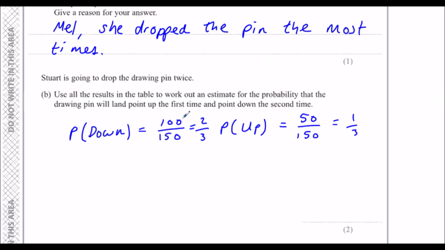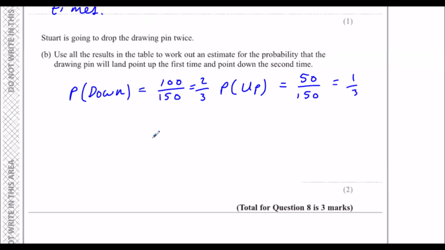So we want the probability it will land up the first time, down the second time. The probability of it going up is 1/3. And then we want down the second time, so it's times 2/3. So the probability of up and then down is 1/3 times 2/3. 1 times 2 is 2, 3 times 3 is 9. So the probability is 2/9.